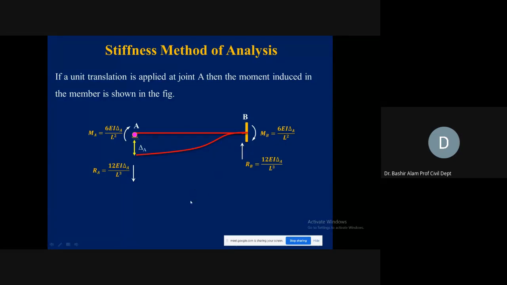So we found all the member end actions because of this settlement. We also found all the member end actions because of the rotation, if it is given at an end. CR, any question? No, sir. Clear? Yes, sir.